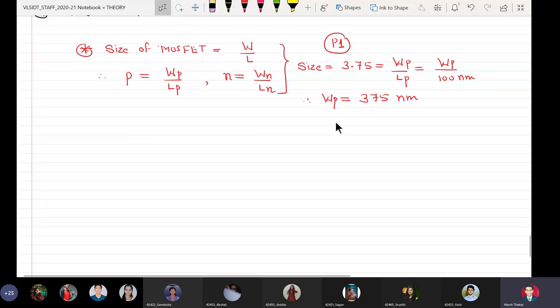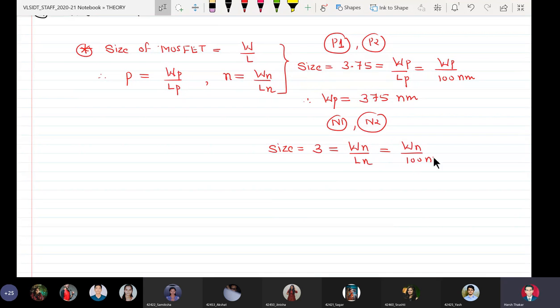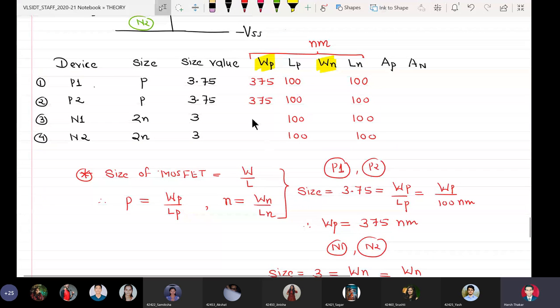Now we have to calculate for the NMOS devices. So for P1, P2 and N1, N2, the size value is equal to Wn upon Ln, equal to Wn upon 100 nanometers. Therefore the width of NMOS devices is equal to 300 nanometers. So we put these derivations here, 300 and 300.